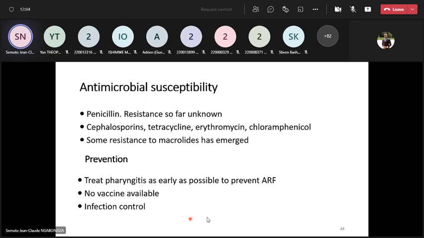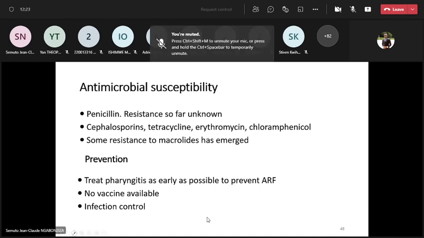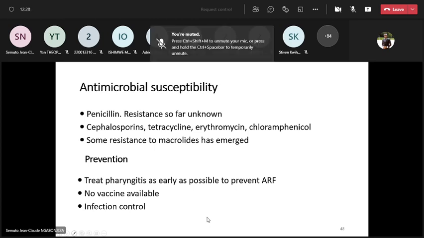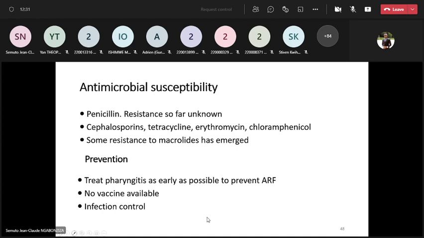Any question on Staph aureus, Streptococcus pyogenes? Any question? Question. Yes, please.